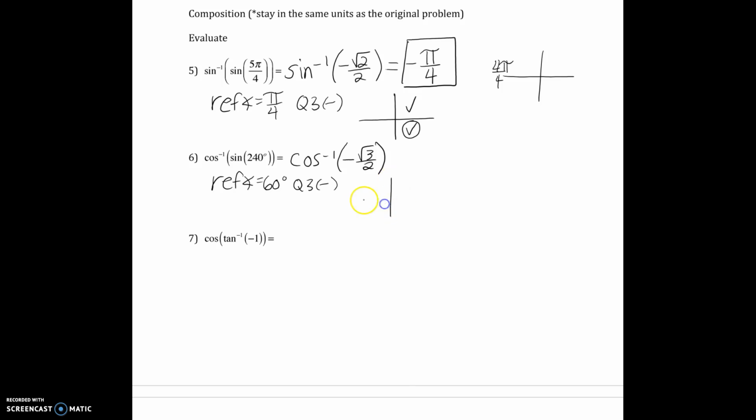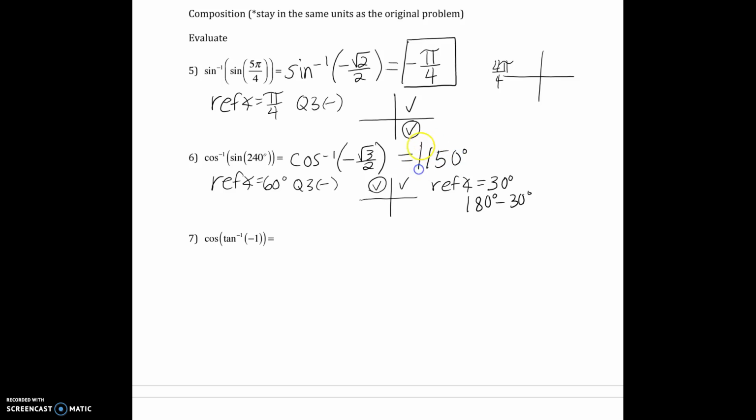Now for cosine inverse of negative root 3 over 2, we're looking at the first or second quadrant, so it's going to be in the second. The reference angle we're using for this now switches. So if we had a reference angle of 60 for sine, for cosine, that same value is going to have a reference angle of 30 degrees. So we'll want to do 180 minus 30, which will give us a final answer of 150.